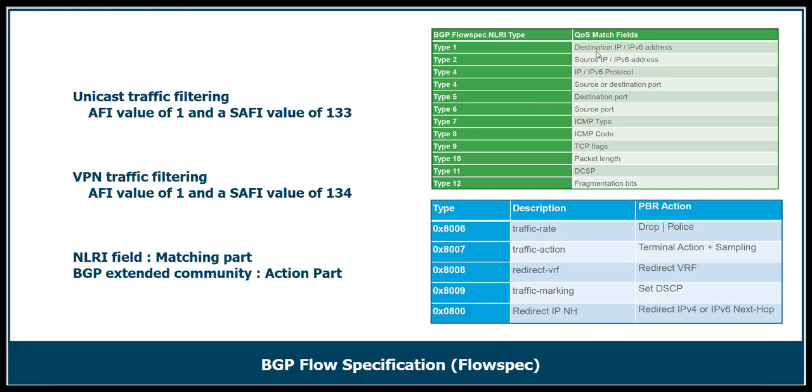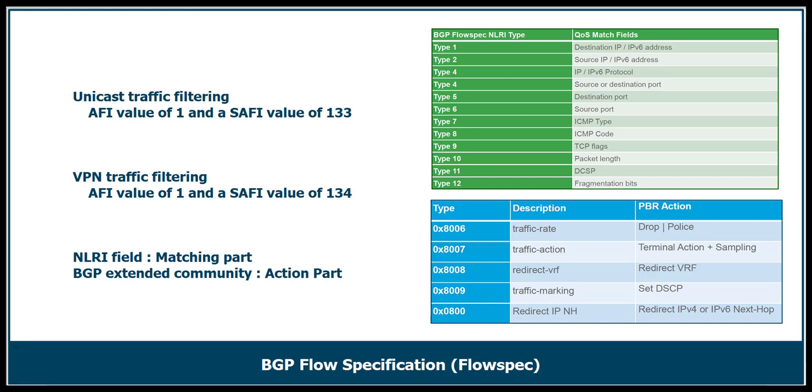Type 1, destination IP or IPv6. Type 2, source IP or IPv6 address. Type 3, IP or IPv6 protocol. Type 4, source or destination port. Type 5, destination port. Type 6, source port. Type 7, ICMP type. Type 8, ICMP code. Type 9, TCP flags. Type 10, packet lengths. Type 11, DSCP, and type 12, fragmentation bits. It means that you can use these match criteria for matching the traffic in Flowspec.